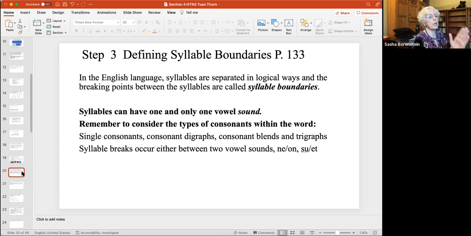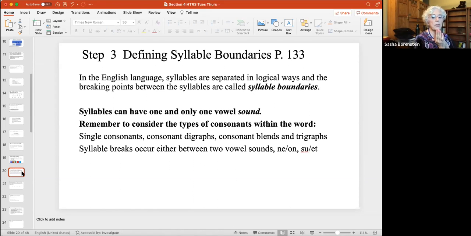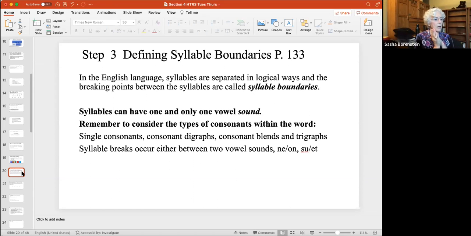So we have to consider that each syllable can have only one vowel sound. And then we have to say what kinds of consonants are between 2 vowels: single consonants, consonant digraphs, consonant blends, or trigraphs. Who can define, please, single consonants? Erica, will you give it a shot? What's a single consonant? It would be just one consonant, like the letter C. Yes, and how many sounds does that single consonant have? 1. Exactly.